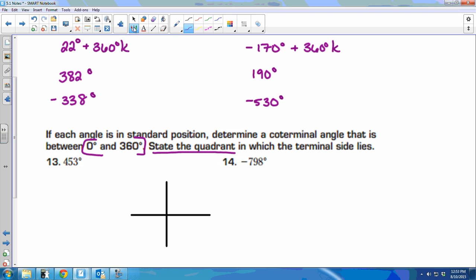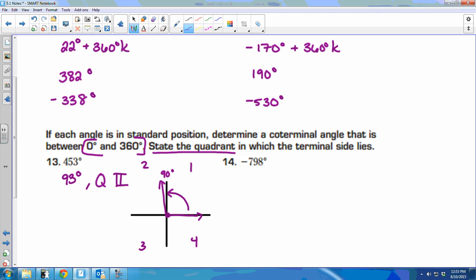Subtract 360, right? To find coterminal angles, you just add or subtract 360. So we're going to subtract 360, and you should get 93 degrees. But I need to know the quadrant in which the terminal side lies. So 90 degrees is straight up, right? So 93 must be right past that. So what quadrant is that? Quadrant 2. Remember 1, 2, 3, 4.